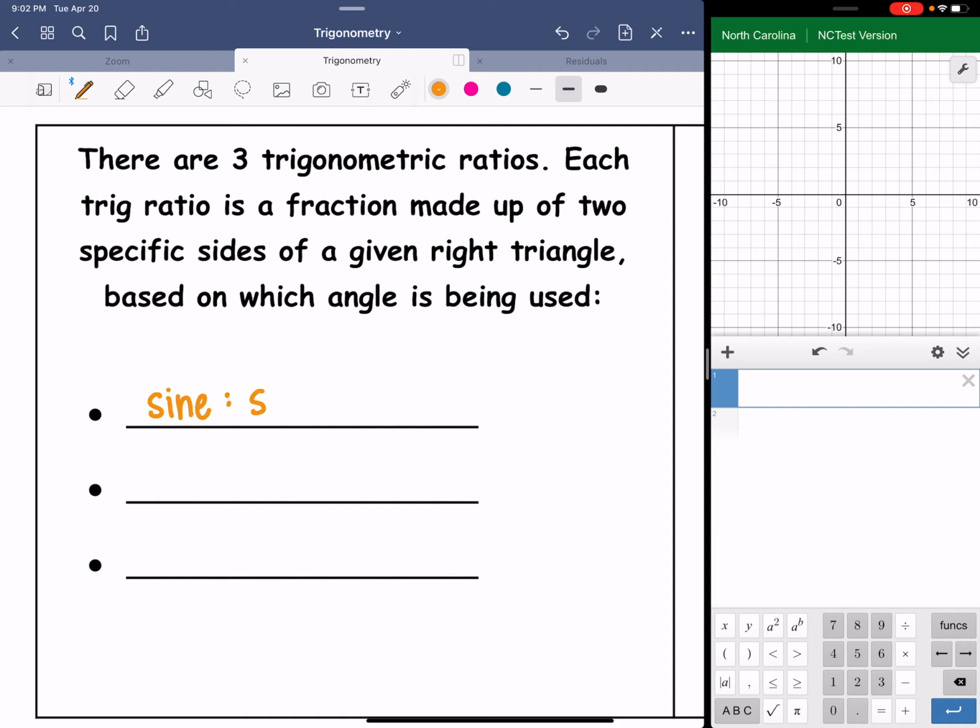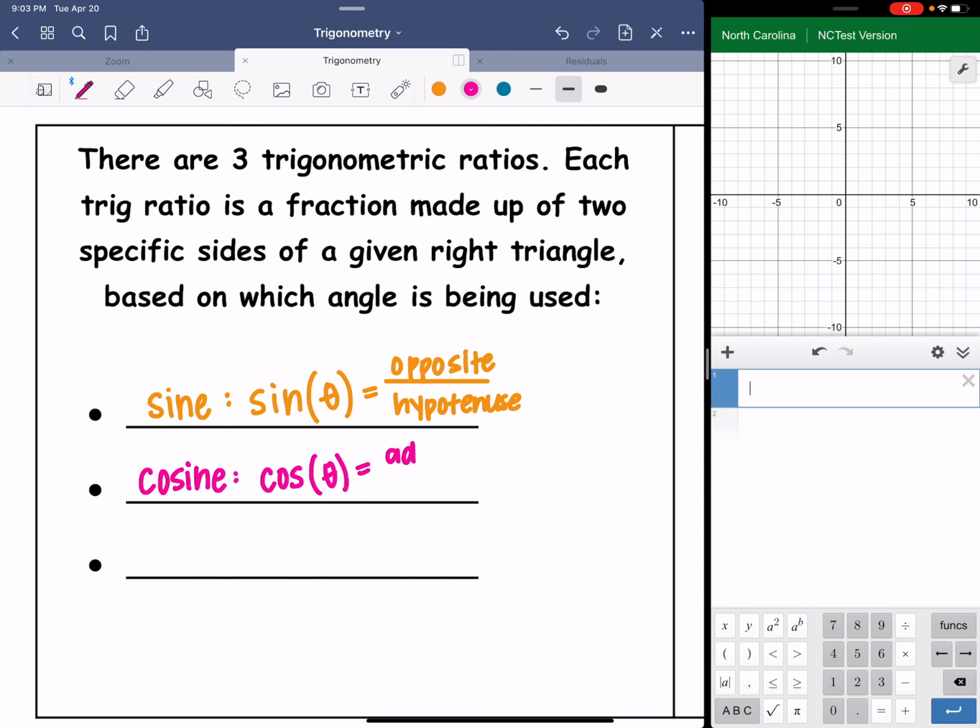And that's abbreviated SIN. So the sine ratio of an angle theta is always the opposite side of that angle over the hypotenuse. Then we have the cosine, and that's abbreviated COS. The cosine of a given angle is the adjacent side over the hypotenuse.